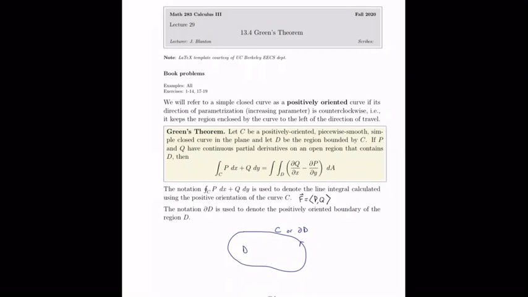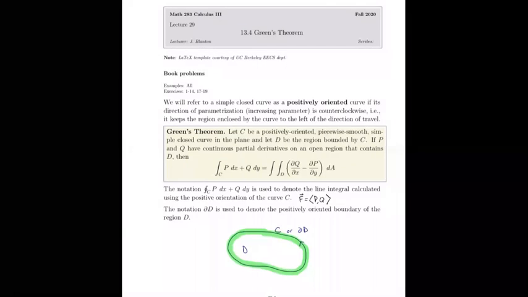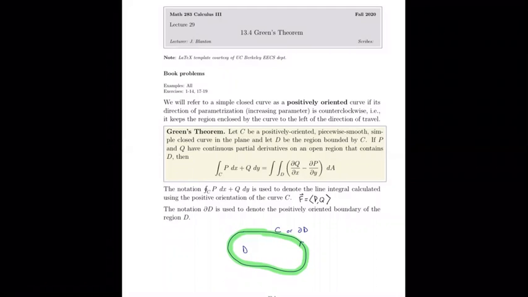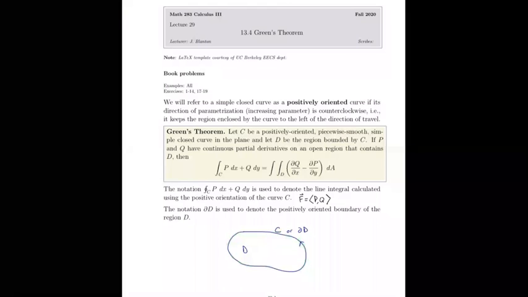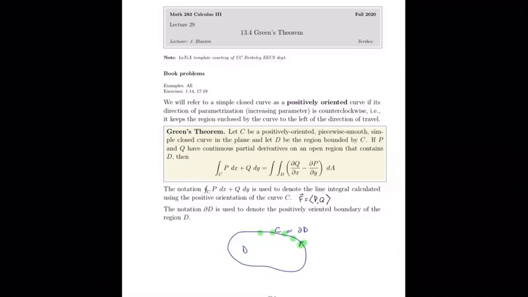So down below we've got a simple closed curve C here, and it's traveling in a counterclockwise direction. That's our positive orientation, a counterclockwise direction. It's indicated by this arrow here, and that just means as our parameter increases, our points are formed in that direction along this curve.